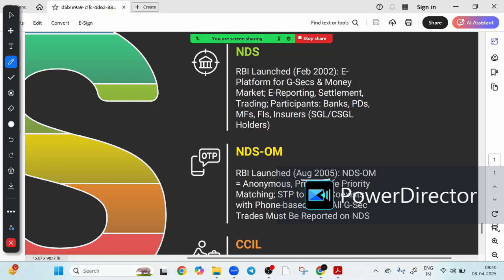Unlike negotiated trade, this is an anonymous screen-based trading system. You can think of it like a stock exchange for government security, right?